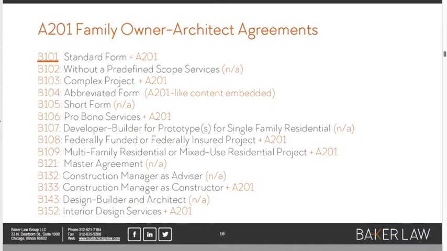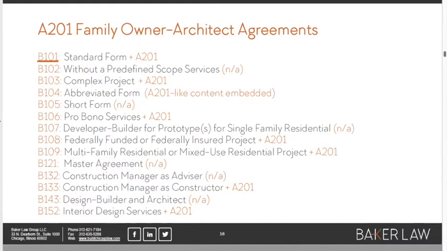So if you look at the first one, which is underlined, and this is what we're going to mostly talk about today, the B101, the standard form of owner-architect agreement, you could see that it's used with the A201. Okay. But look at the next one down, the B102. This is an owner-architect agreement without a predefined scope of services. Do we need the A201 general conditions? Who knows? There's nothing in the B102 that says that the architect is going to be doing anything in CA. So maybe the answer is no.